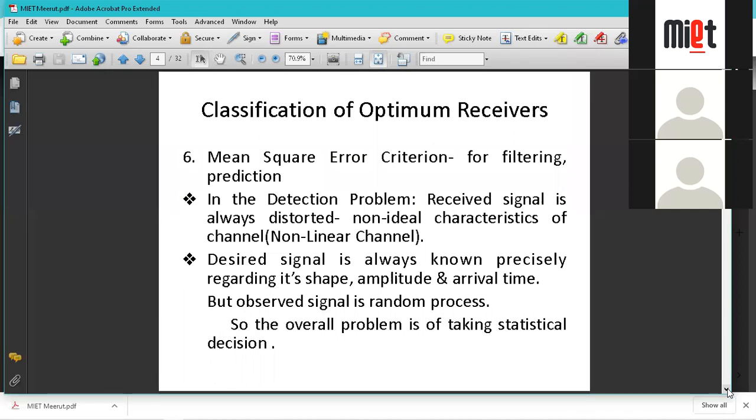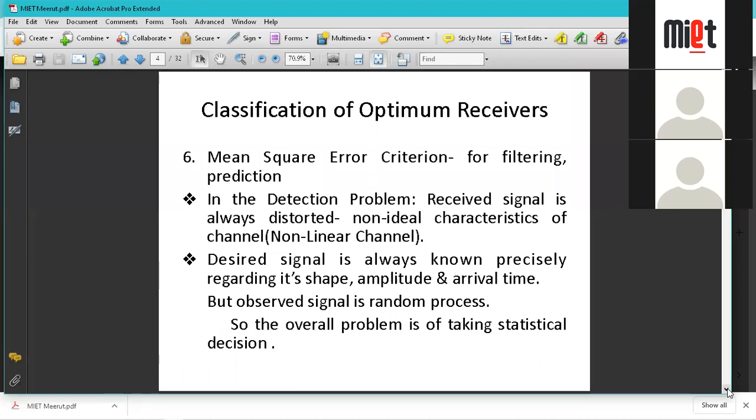This is directly related to the study of random signal theory. I'm not going much into the depth of that. I assume that all of you are aware of this subject. But it can be used for filtration and for prediction purposes. So it means filters can be predicting filters also. So let's take a detection problem where the received signal is always distorted. It's not possible that there is no distortion.